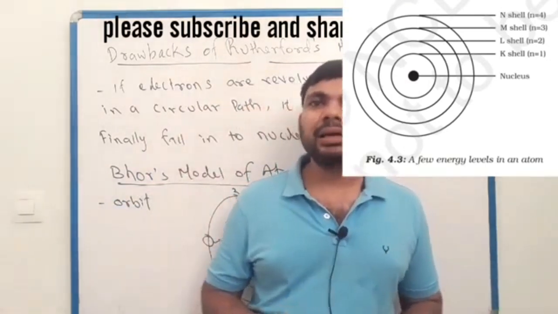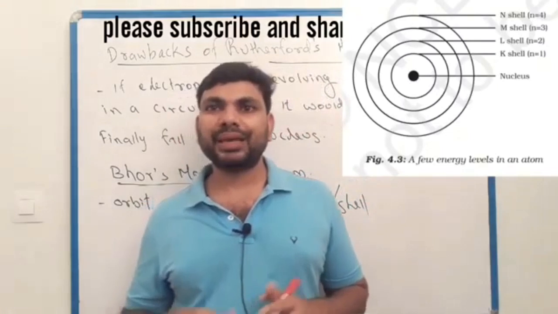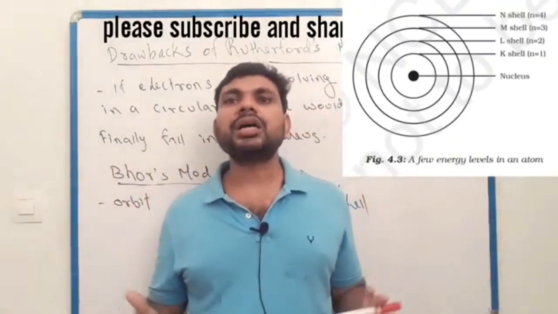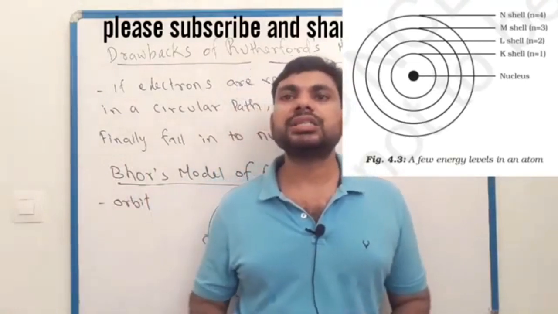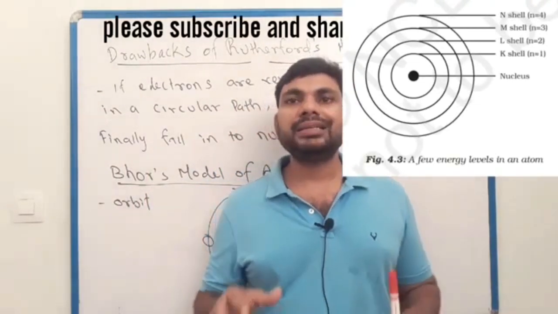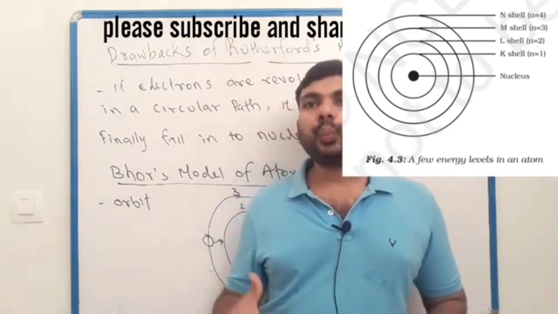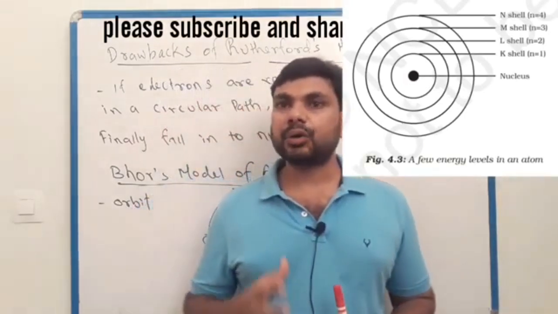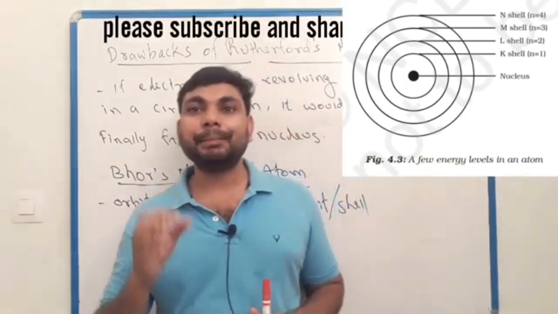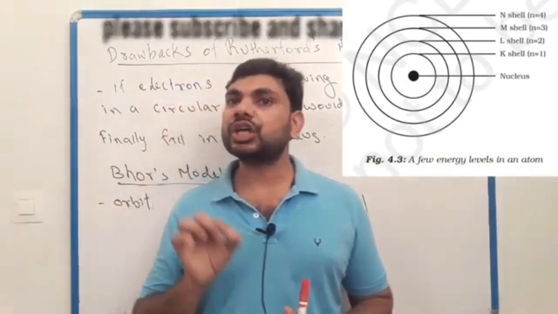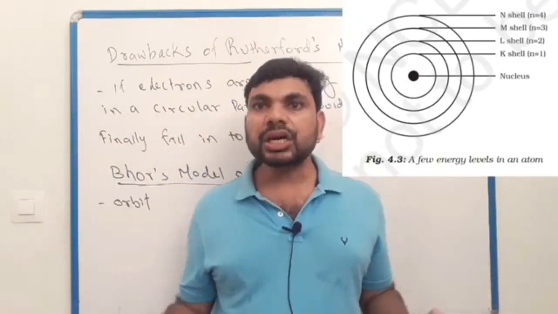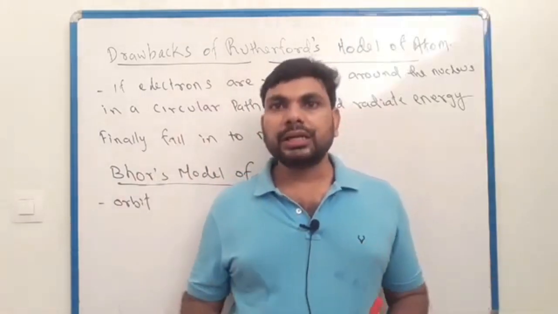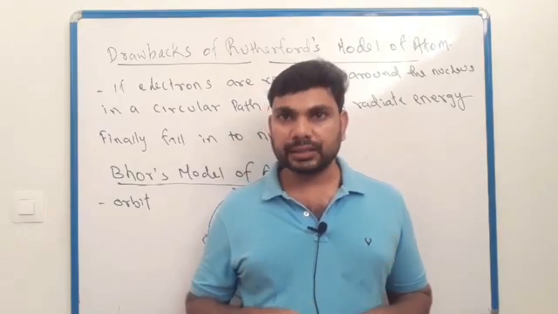First we discussed Thomson's model of atom. According to Thomson's model, the atom is like a positively charged sphere with negatively charged electrons uniformly distributed. After that, we discussed the Rutherford model of atom. According to the Rutherford model, in the middle of the atom there is a positively charged center, and negatively charged electrons are revolving around the nucleus.